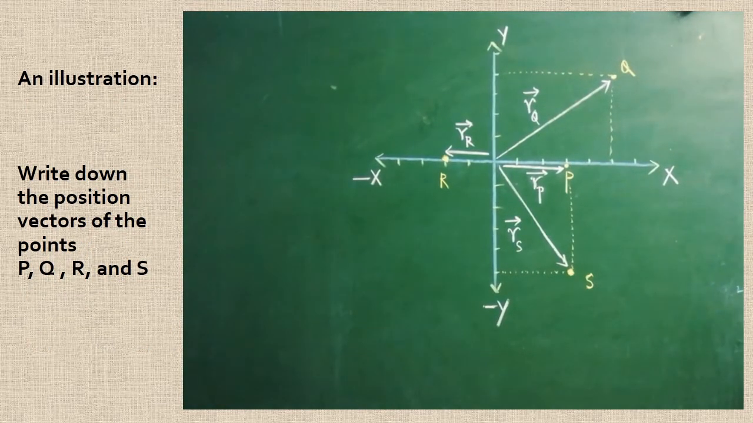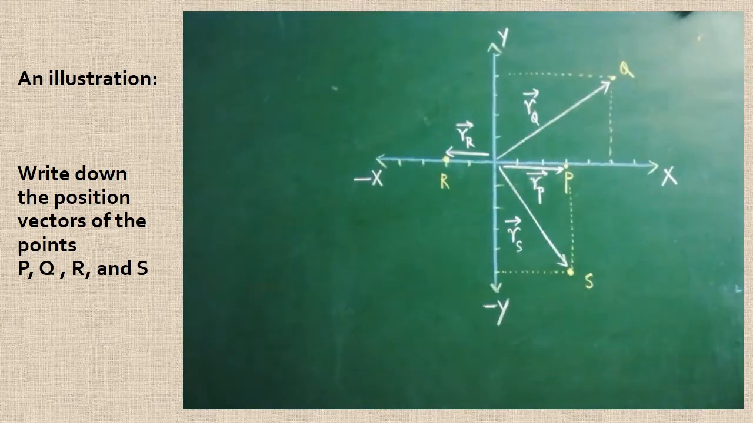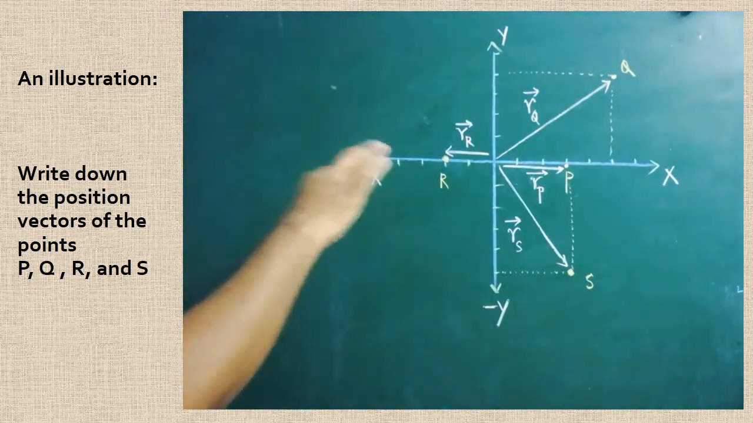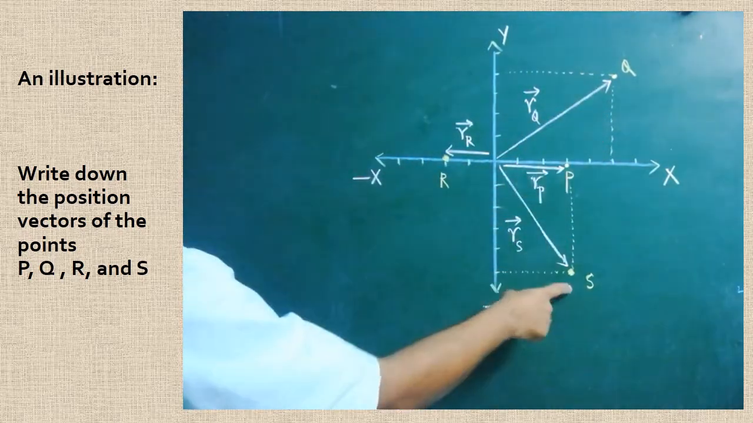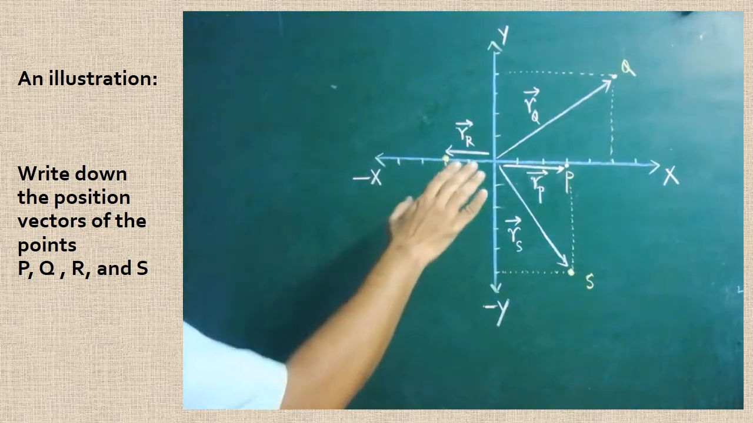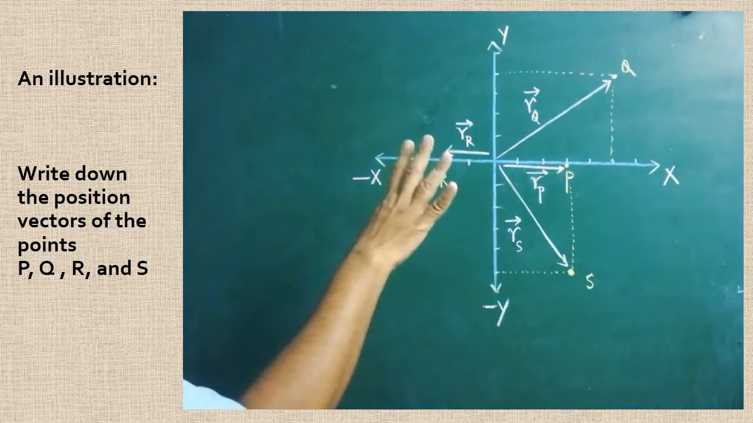Now, we are going to solve one problem related to position vector. After the completion of the problem, we will be very thorough about the concept of position vector. Look at the diagram. Here one two-dimensional coordinate system is given. Here 4 points are here, P, Q, R and S. They are located at different positions. Now you are asked to write the position vector expression for all the 4 points.